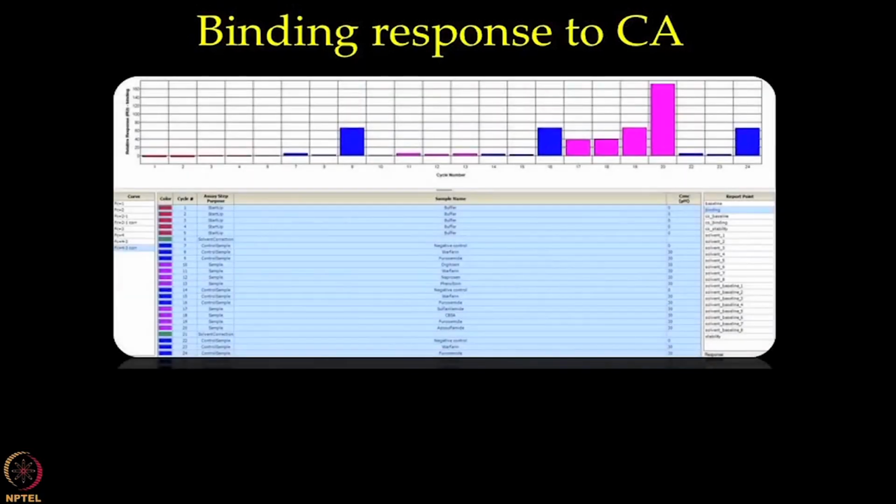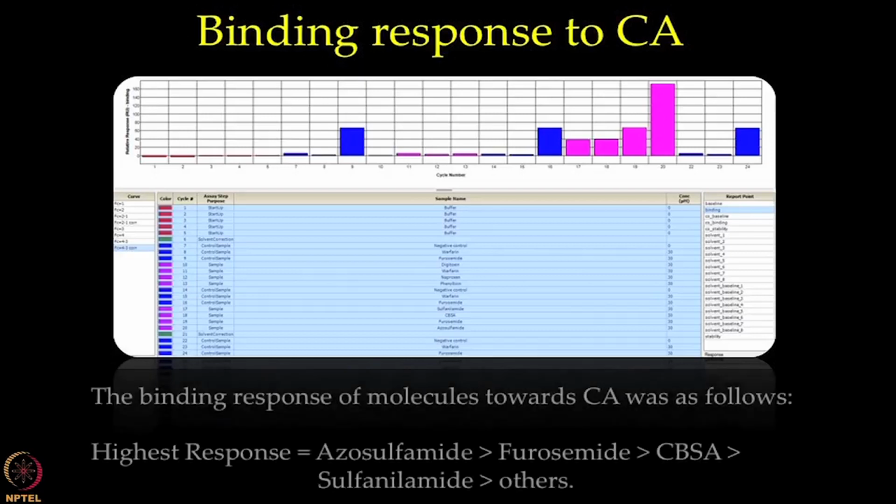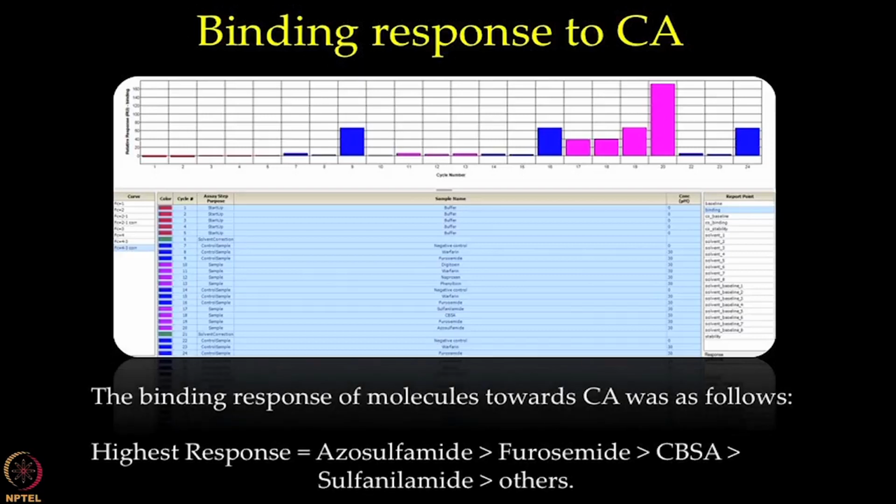Similarly, different drug molecules also bound to carbonic anhydrase with different binding responses based on their respective affinities. In this case, azosulfamide shows the highest affinity towards carbonic anhydrase, followed by furosemide, CBSA, sulfanilamide and others. The binding response for these molecules observed for carbonic anhydrase also correlated well with their expected affinities.